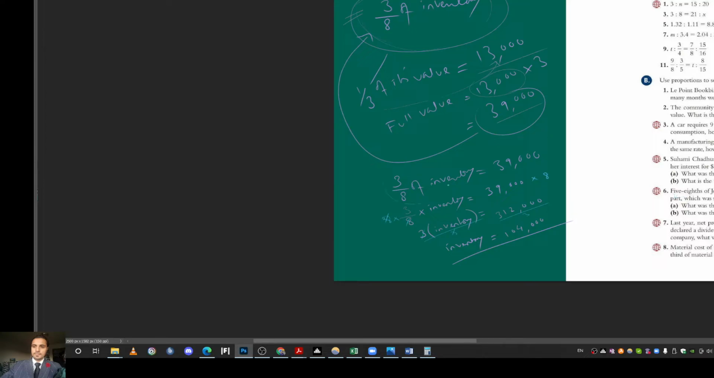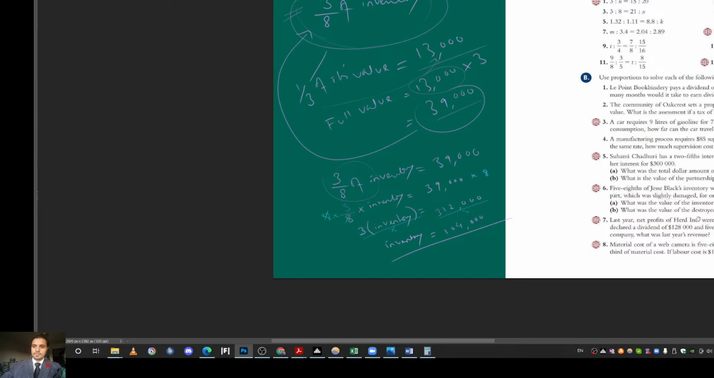The value of the 3/8 of it. So that answered this question. What is the value of the inventory before the fire? Before the fire, the inventory was this much. What is the value of the destroyed part of the inventory? That would be 104,000 minus 39,000. That's the 5/8.